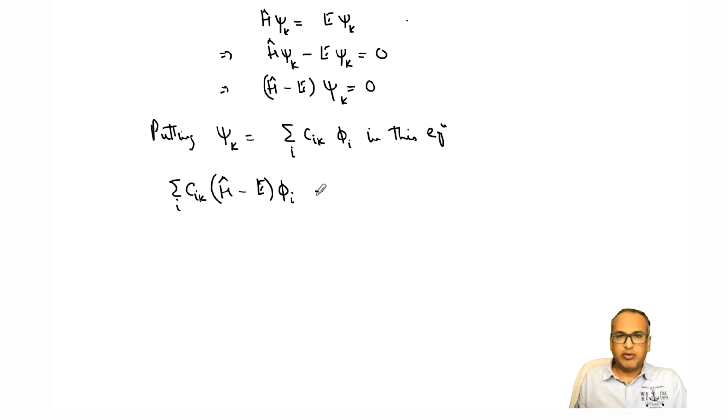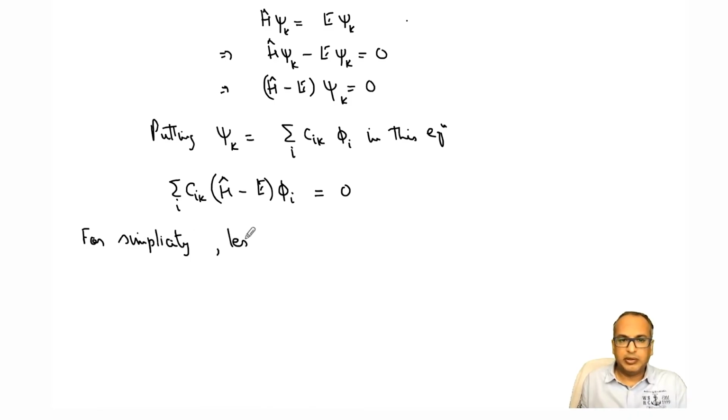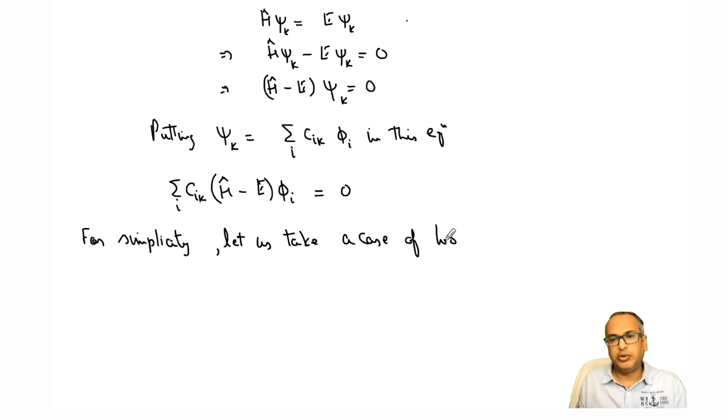Okay, and this thing is equal to 0. All right, so now this is for I atomic orbitals. So let us take, for simplicity, only 2 atomic orbitals so that we can see how to solve this equation. In that case, our I will go from 1 to 2, right? So I will have 1 and 2.